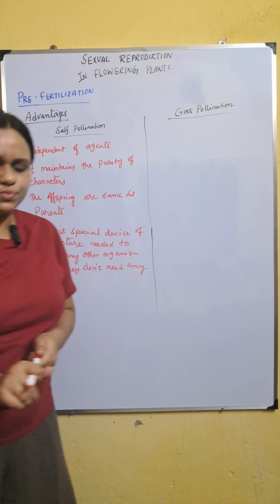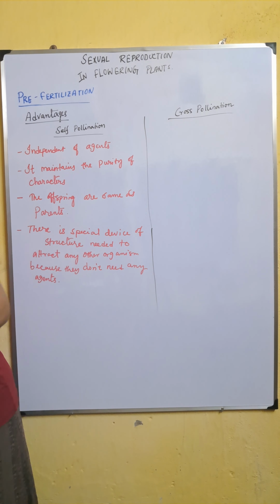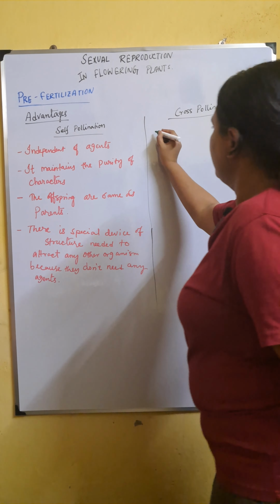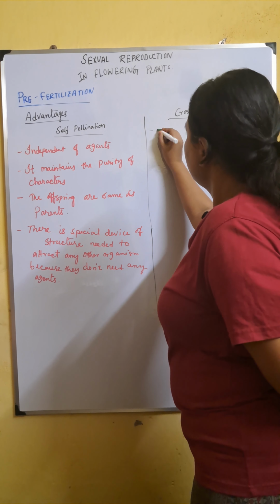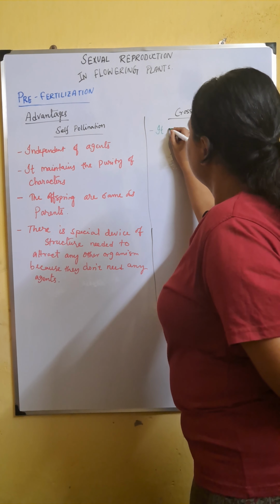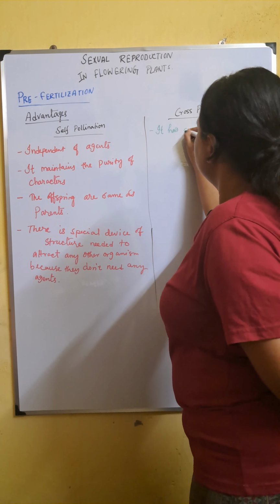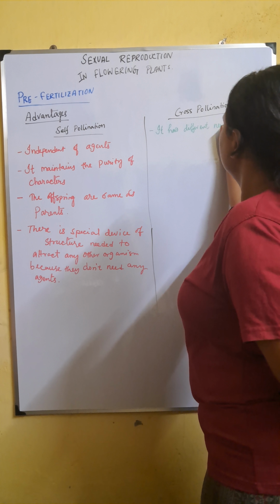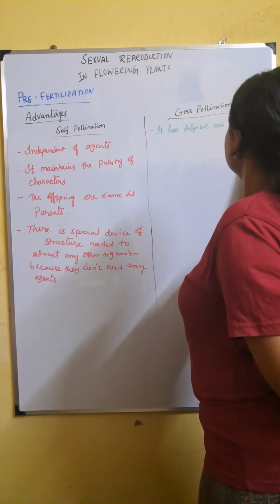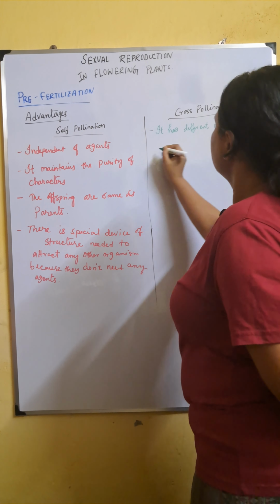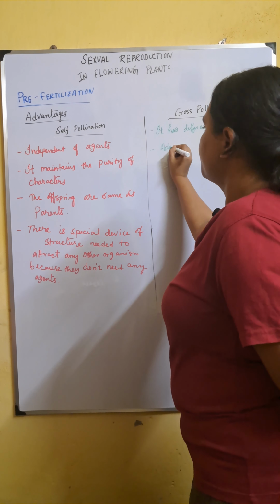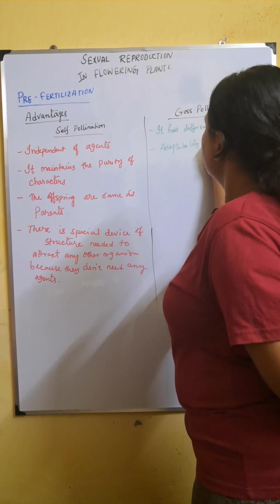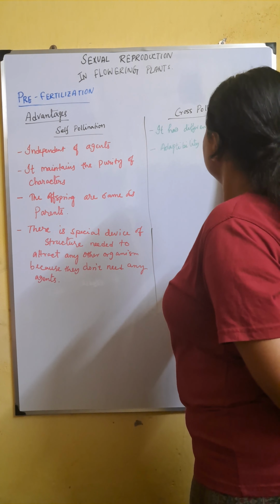Now coming to cross-pollination. In case of cross-pollination, it has different new characters, and adaptability is very high.